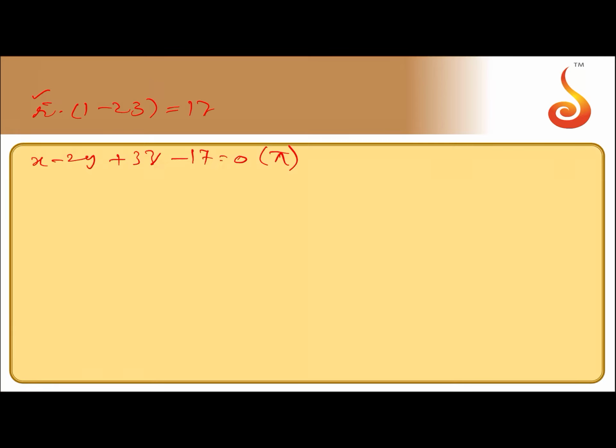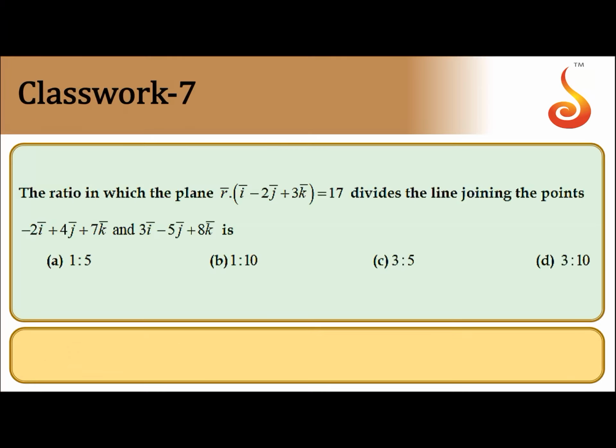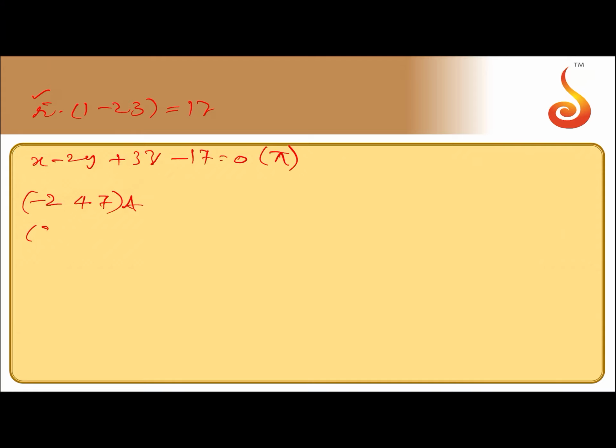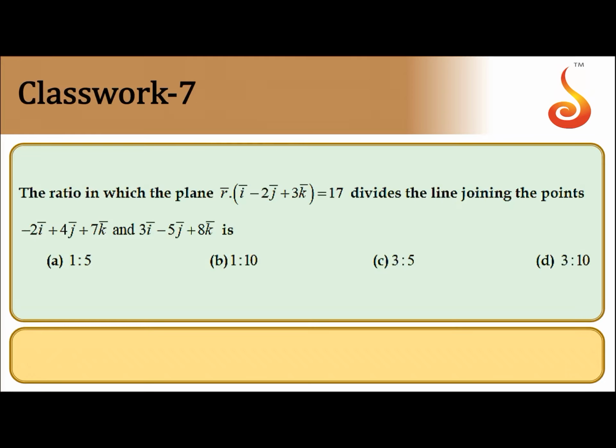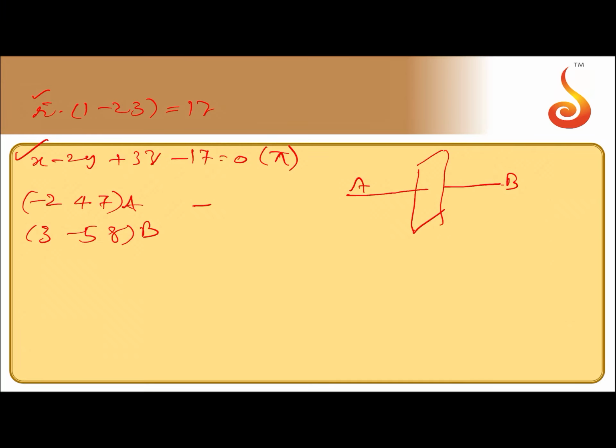The 2 points are minus 2, 4, 7, this is the first point, and the second point is 3, minus 5, 8. Now clearly, this is the plane which is dividing the line joining the 2 points a and b. What ratio it is dividing is required to calculate. That's nothing but minus pi a divided by pi b.